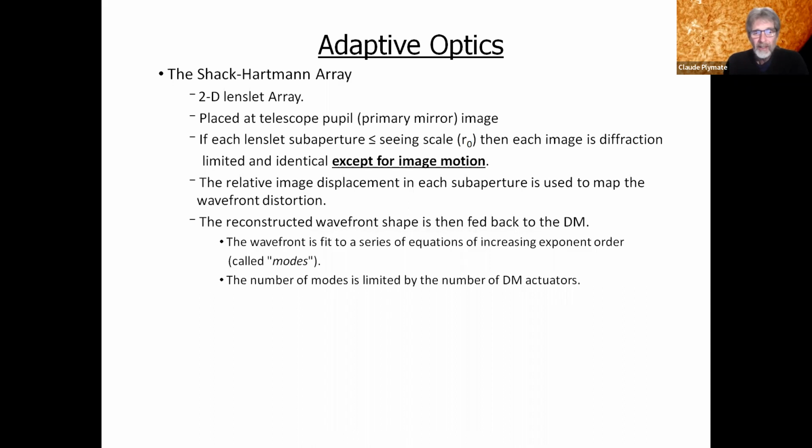And how do we actually determine what is fed back to the DM? Well, the wavefront is fit to a series of equations of ever increasing exponential order. Each equation represents a more complex shape of the wavefront. These equations are often called modes. Each one is called a mode. And the number of modes is, of course, limited by the number of deformable mirror actuators.